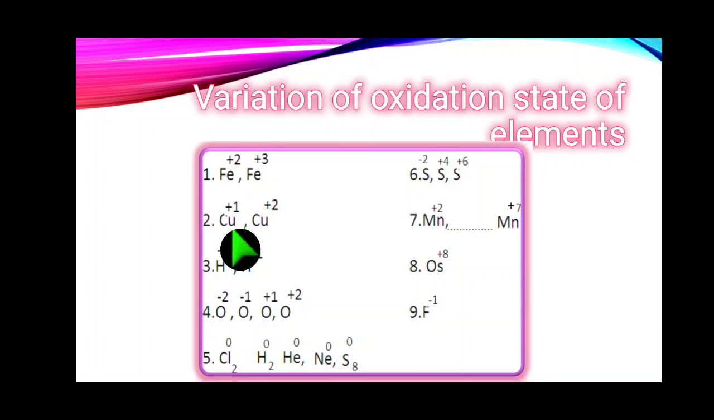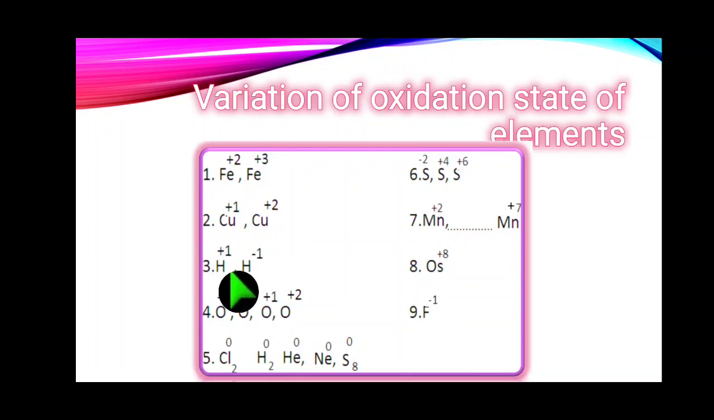Another example, copper has two oxidation states. One is +1, another one is +2. Here the highest is +2, so we should say cupric. Then plus 1, the lowest oxidation state, you should use cuprous.